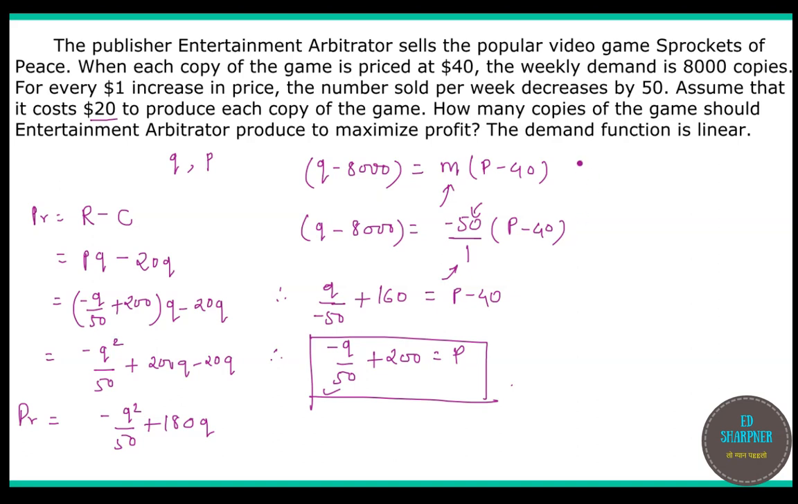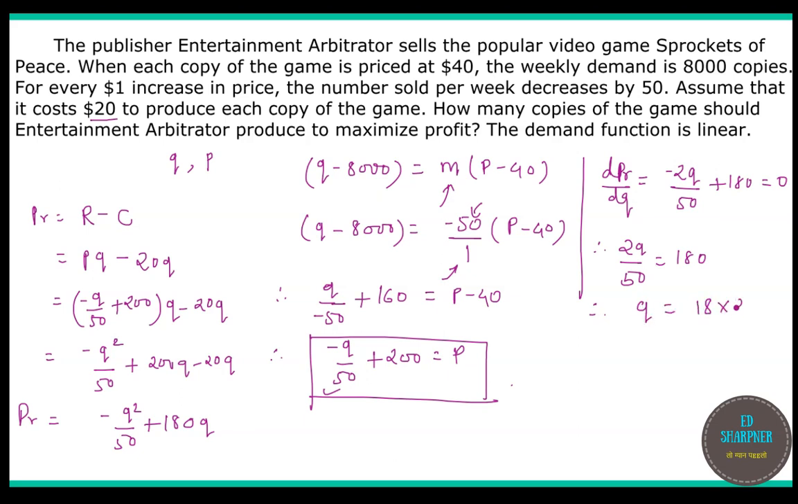Now we will differentiate the profit function, dPr by dQ, with respect to Q and equate it to 0, and we will find the Q such that dPr by dQ is 0, where the maximum will lie. So dPr by dQ is nothing but minus 2Q divided by 50 plus 180, and equating it to 0. So solving for Q, we get 2Q divided by 50 equals 180, which is nothing but Q equals 18 multiplied by 25. Therefore, Q is given as 4,500.